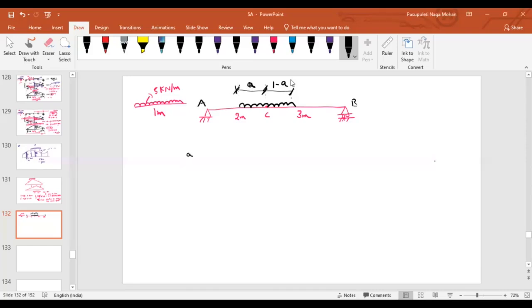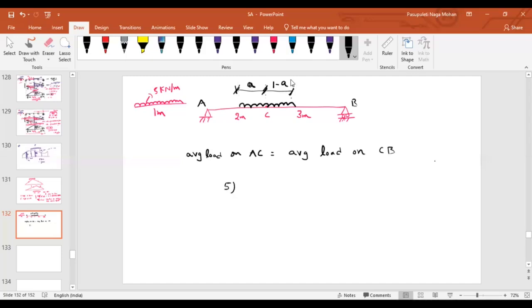Now, let us say this is A, B. Can you tell me what is the average load on AC? There are two different parts to get the maximum bending moment. What is the condition? The average load on AC must be equal to the average load on CB. Now, how to get the average load? Total load divided by the length of the span. What is the total load in the span AC? What is the length of the portion that is occupied? A.